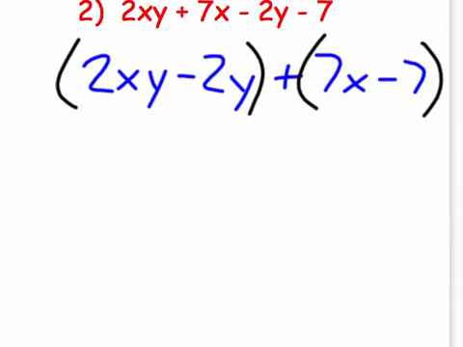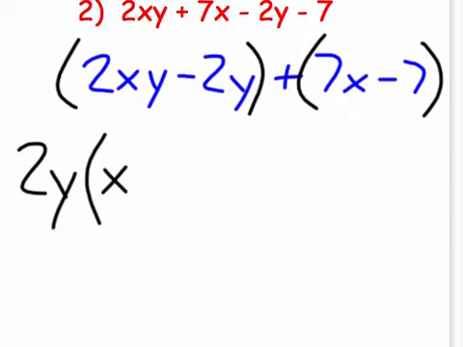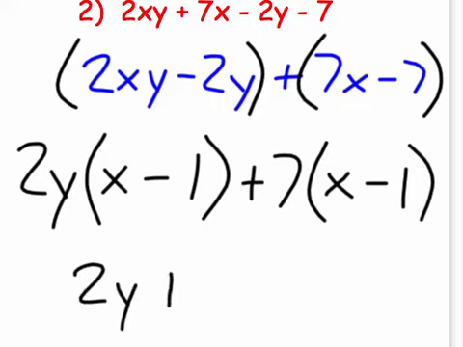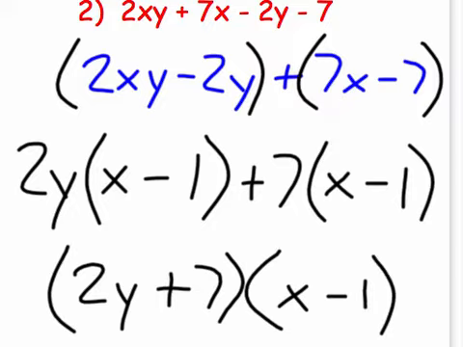So I'm going to pull out a 2y out of this first one, which leaves me with just an x, and 2y divided by 2y is just 1. Plus sign, pull out a 7, factor out that 7. And I'm left with x minus, well, 7 divided by 7 is 1. And we notice our x minus 1s match up, so I can go ahead and combine these into a product of two binomials. So 2y plus 7 times x minus 1.